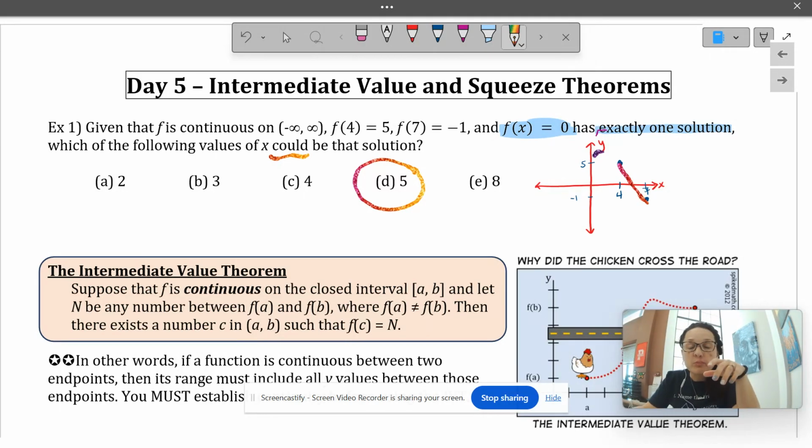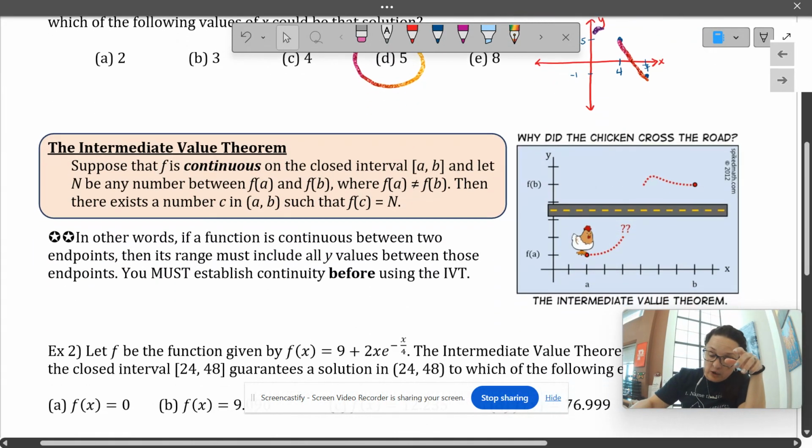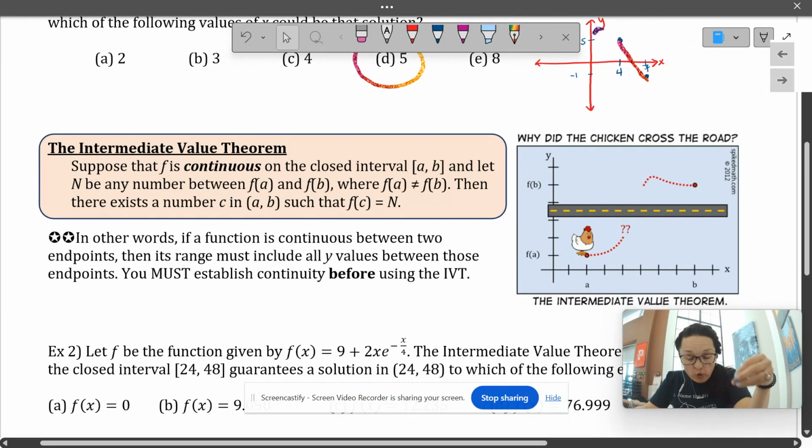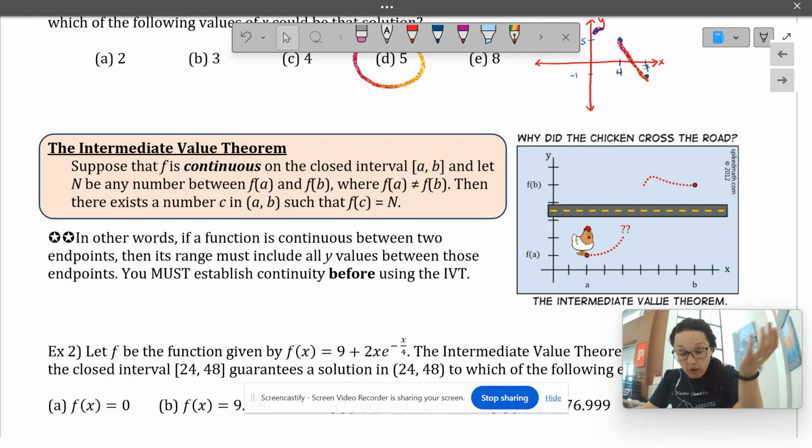Okay, that's the intermediate value theorem. The intermediate value theorem says that supposing f is continuous on the closed interval from a to b, and n is any number between f of a and f of b, in other words, in between the y values at those endpoints, where f of a does not equal f of b, then there exists a number c in (a, b) such that f of c equals n.